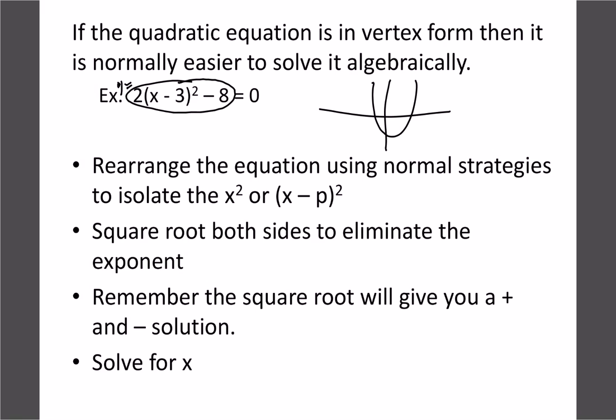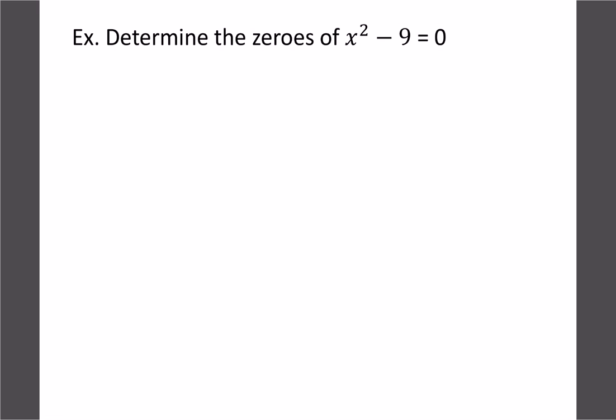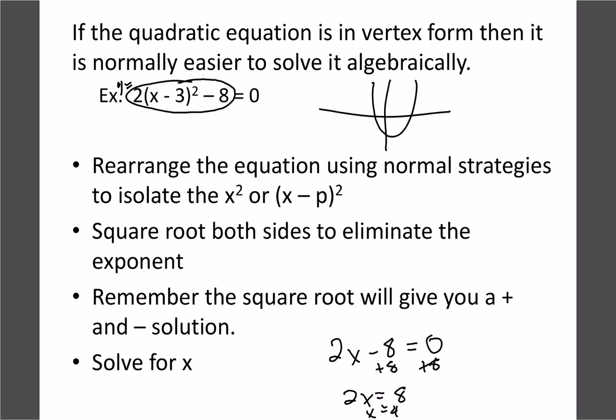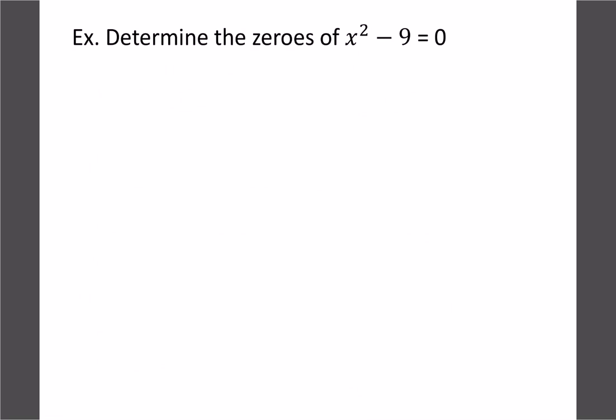So normally if I gave you 2x minus 8 equals 0, we would bring the 8 to the other side and then divide by 2. And that would give us 4 for an answer. So we do the same thing, except we have an (x minus 3) squared in this case. You want to get that isolated by itself before you do the square root. Once you have it isolated, you have your solution once you square root it. So let's try an easier one. We'll come back to this one in a second.